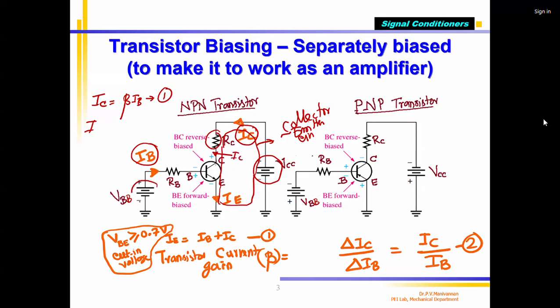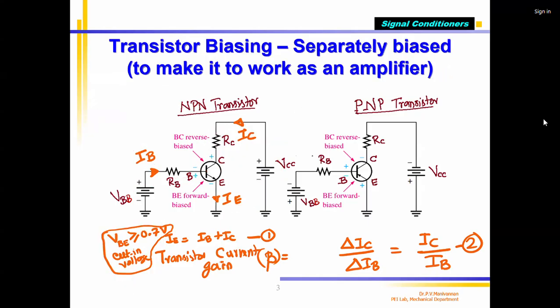Similarly, I am applying a VB. Because of this, IB current is entering the base. So this current is also entering inside this one. So please note that a transistor cannot store current. Note down. There's a base current entering through the base terminal. From the collector terminal, collector current IC is entering. So since the transistor cannot store current, what will happen? It will come out at the emitter terminal.